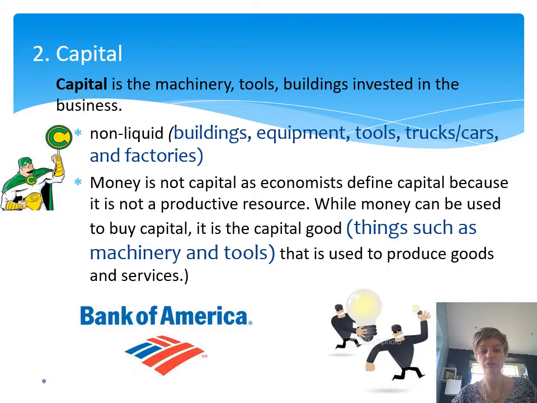Usually they're not materials that are used up in the creation. So thinking about the wooden chair again, if you were to use that wood up in the creation of the chair, that's not capital. Capital would be the machine that put that chair together. It's not really used up in the creation of the chair.